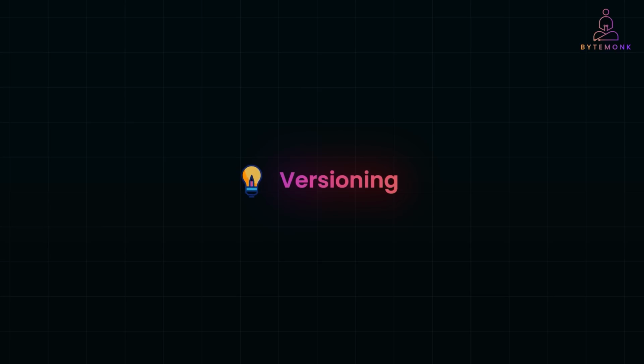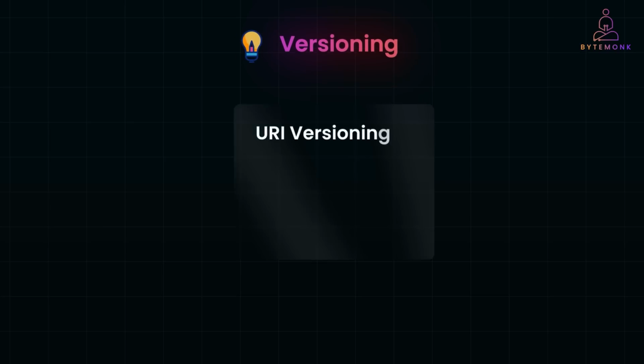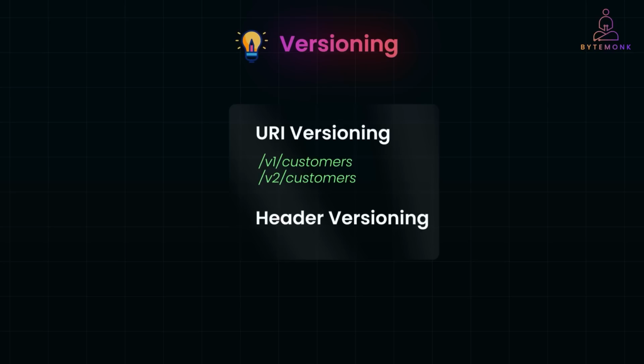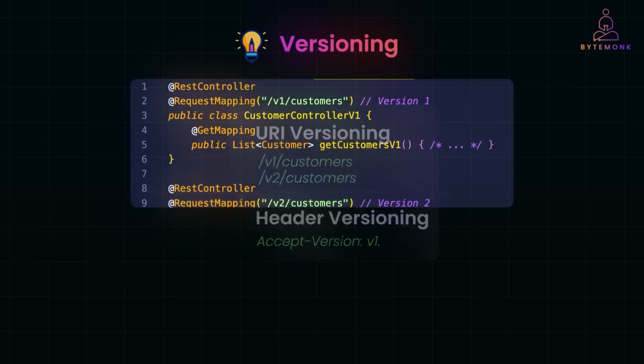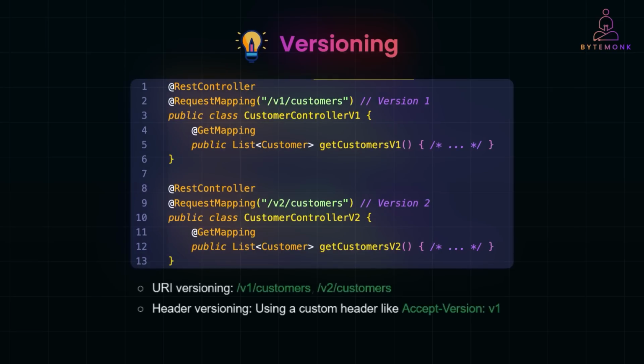And there are two main ways to do this. URI versioning like /v1/customers and /v2/customers, or header versioning using a custom header like Accept-Version v1. Let's first talk about URI versioning. This is the simpler approach. You just include the version number directly in the URL. For example, /v1 here would access version 1 of the customer API, while /v2 would access version 2.